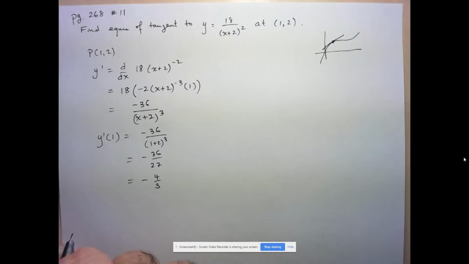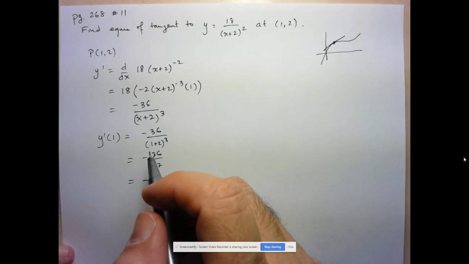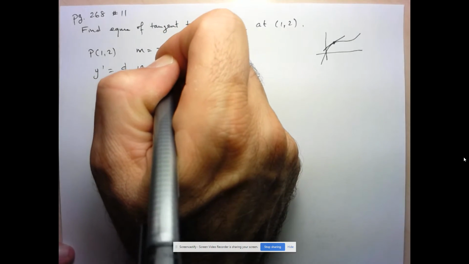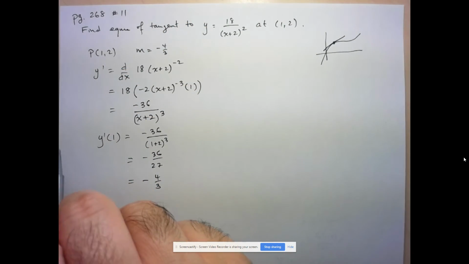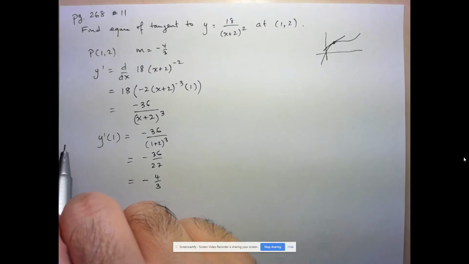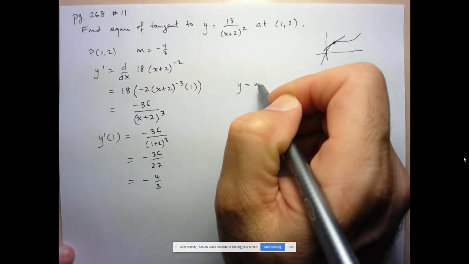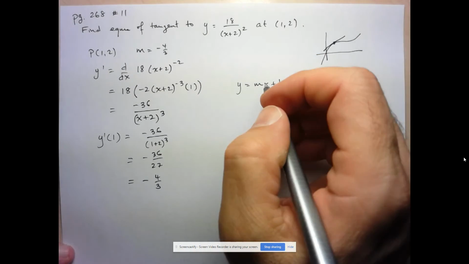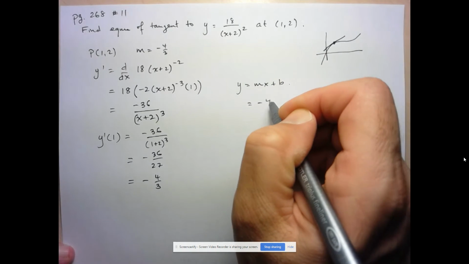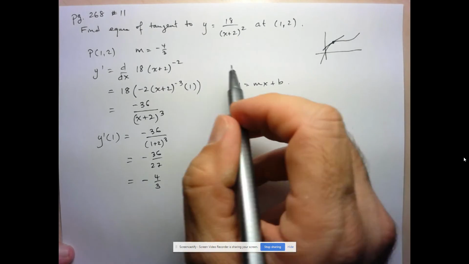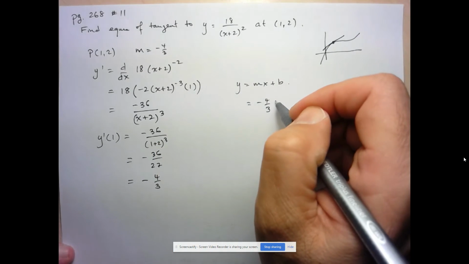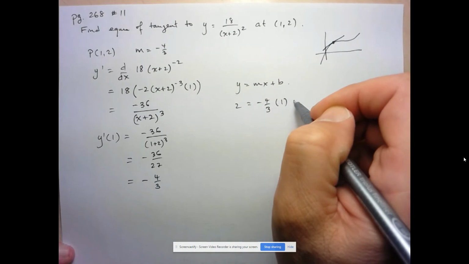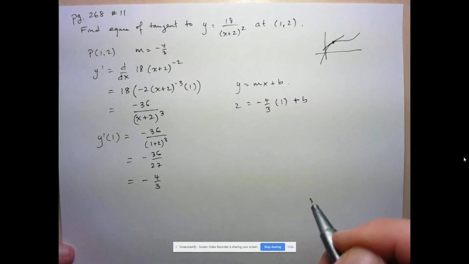All right, so now that we have our slope, which we just found was negative 4 over 3, and our point (1, 2), we can just stick all that into y = mx + b to solve for the b value in the equation. We already know that the slope is negative 4 over 3. We have a specific point that we can now input into this equation. So when x is 1, y is equal to 2. And so we're just left with solving for the b value.